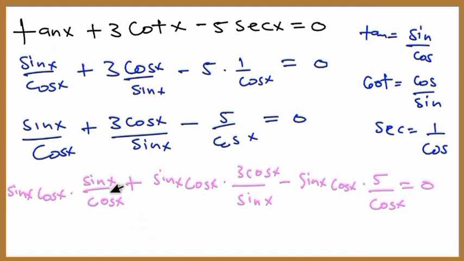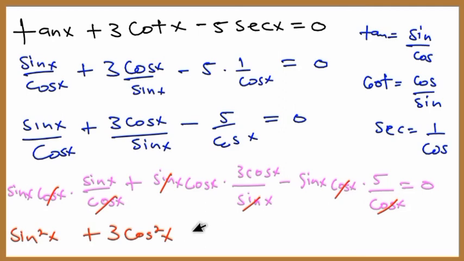So now this one cancels this one, and you have sin squared x plus, this also cancels, so I have 3 cos squared x, and this cancels this one, so I have negative 5 sin x equals 0.